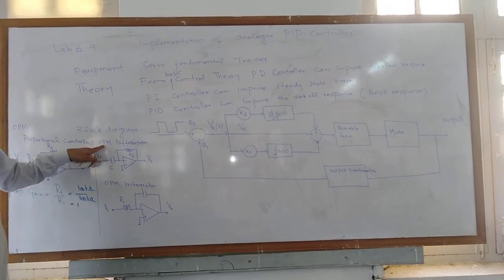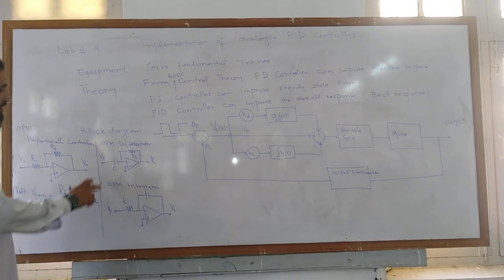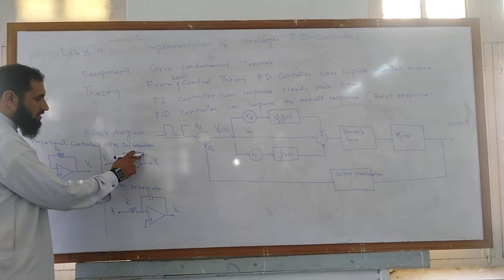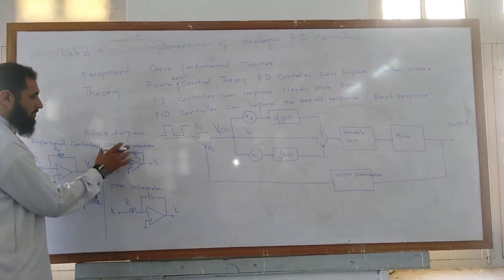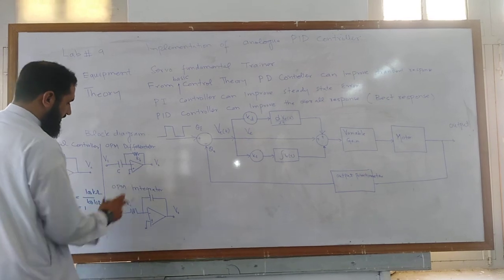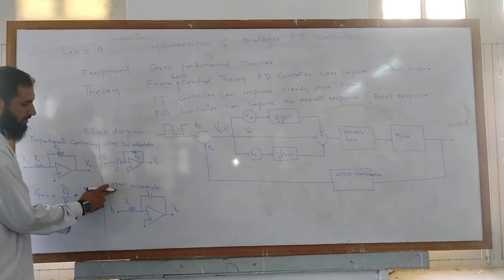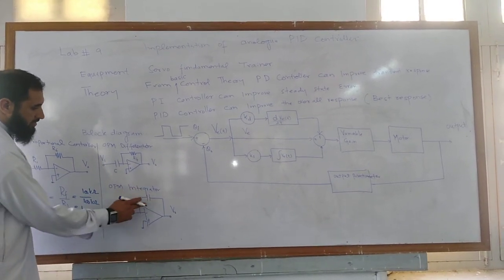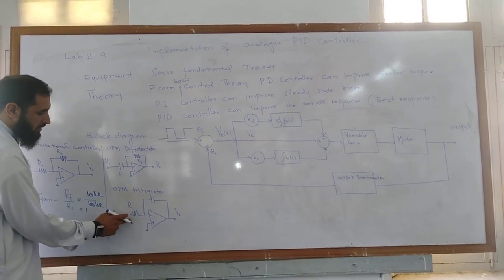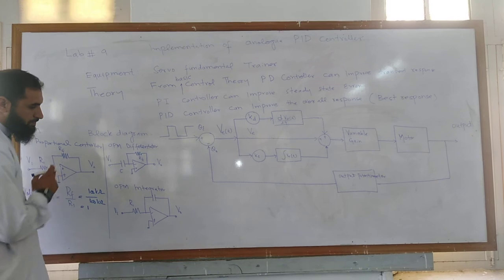This is the operational amplifier differentiator, in which the capacitor is at the input and we have the resistance at the feedback. It can differentiate the error signal. Similarly, we have the operational amplifier integrator, in which the capacitor is in the feedback and we have the resistance at the input.